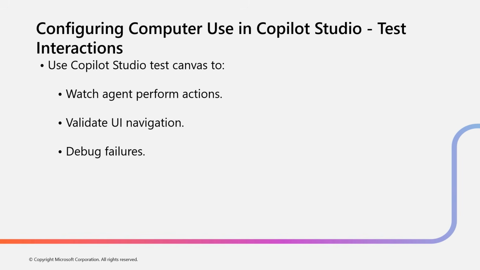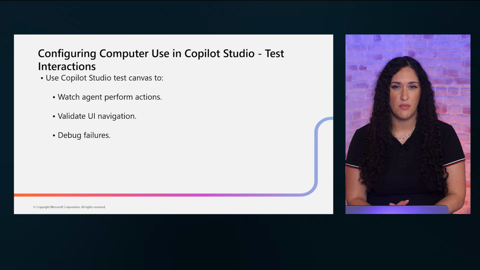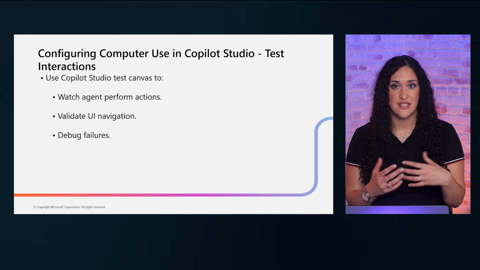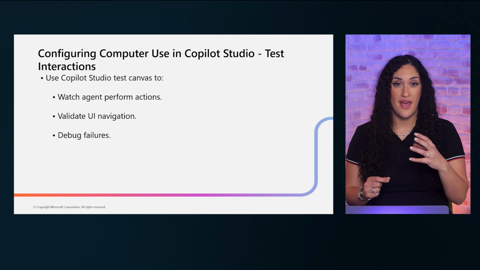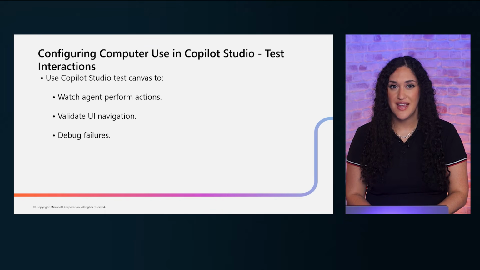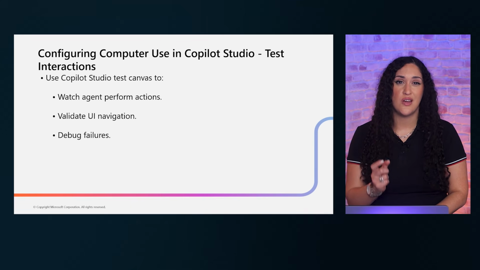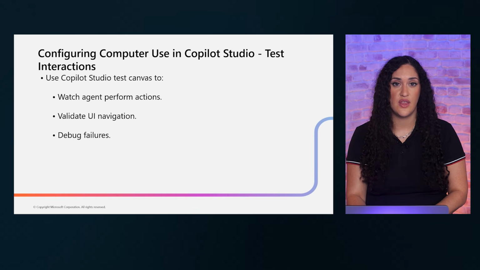Testing is absolutely critical for computer use agents. The Copilot Studio test canvas lets you watch the agent perform actions in real time, validates UI navigation accuracy, and debug failures. This observability is invaluable during development. The best practice is to test with realistic data and scenarios, not just happy paths. Test what happens when the login fails, when a page loads slowly, when an expected element is missing. These edge cases are where computer use agents are most likely to stumble, and discovering them in testing is much better than discovering them in production.